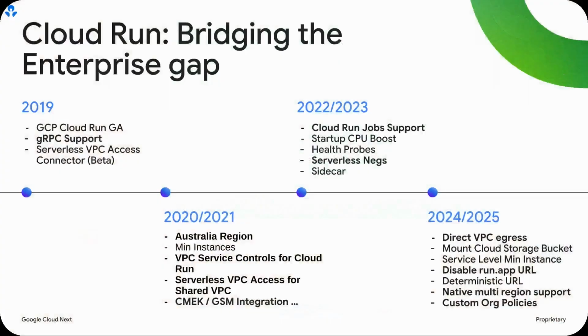And finally, 2024 to 2025, I personally think it's a big year for performance and ease of use, with features such as direct VPC egress, which allows for greater throughput and reduces the prerequisite step for getting your Cloud Run up and running in an enterprise environment, having deterministic URLs, and native multi-region deployments in Cloud Run really meant that Cloud Run was that much easier to consume as an enterprise.